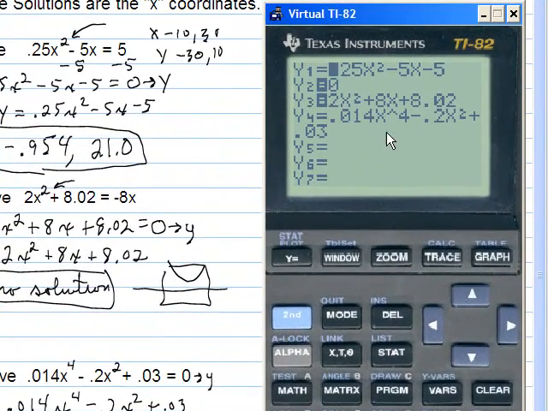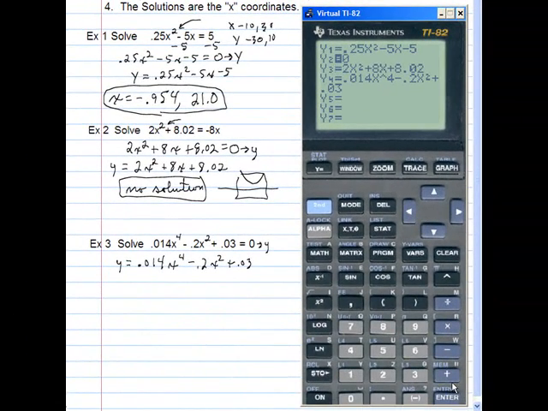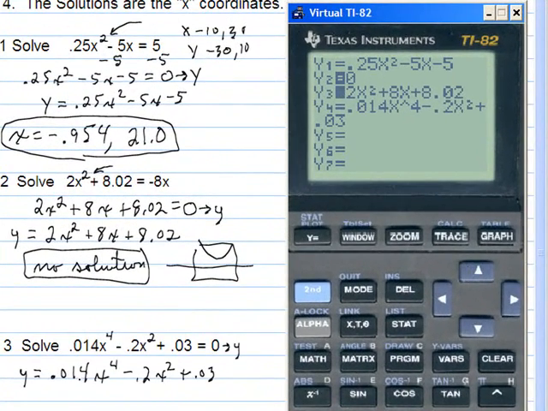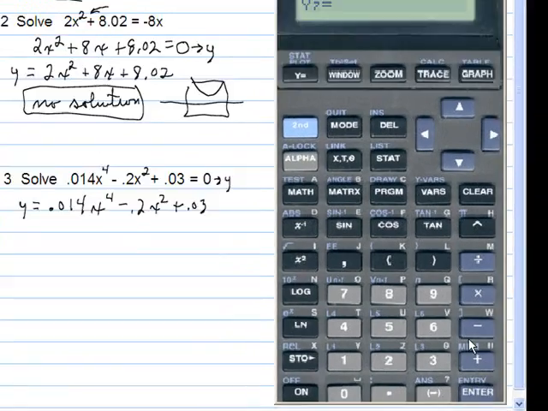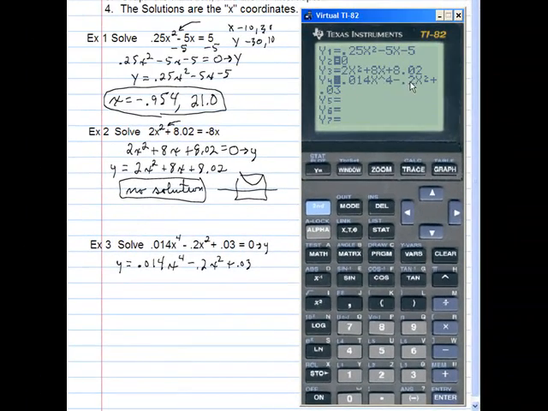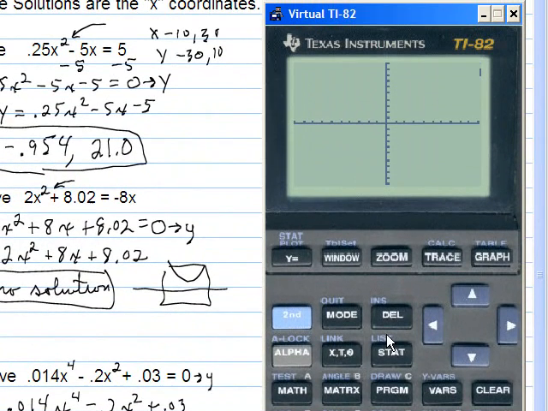Of course, I entered that before I started to save a little time. I don't want to look at equation 3 anymore, so I'll come down, arrow over, and hit enter, and that takes the highlighting off 3, but I do want to look at 4. Let's make sure we got it in right. 0.014 x to the fourth, yep, minus 0.2 x squared, yep, plus 0.03, oh yes, that is in correctly. So let's go down and highlight it so now the calculator can see that function. And let's do a quick zoom 6. See if we get anything.